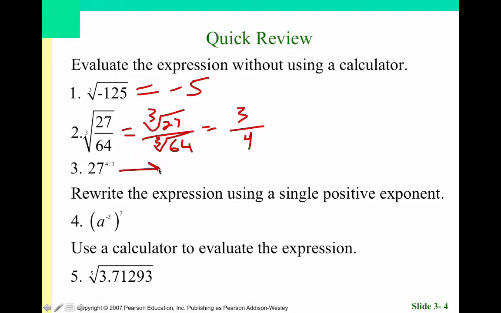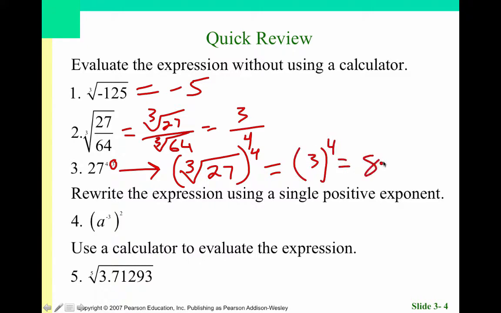27 to the 4/3. We do not need to do, you don't need your calculator because you can rewrite this as the cube root of 27 all to the 4th power. And as we saw right up top there, remember, whatever this denominator is over here is what you're taking the root of. So the cube root of 27 is equal to 3. 3 to the 4th is 81.